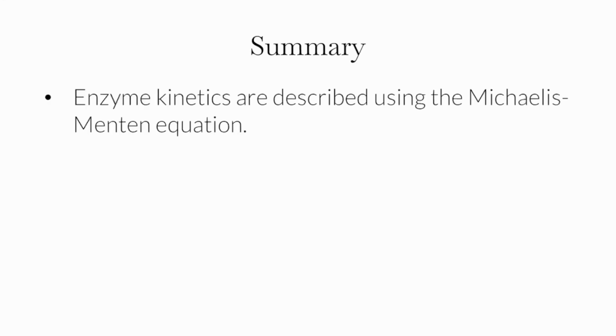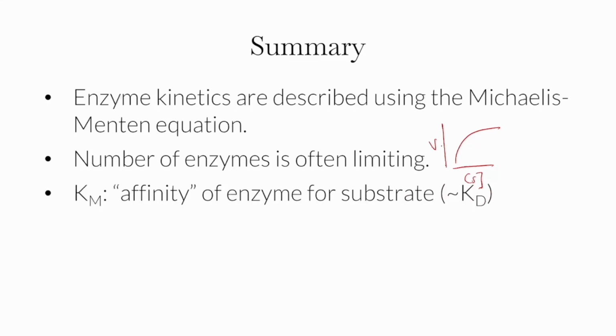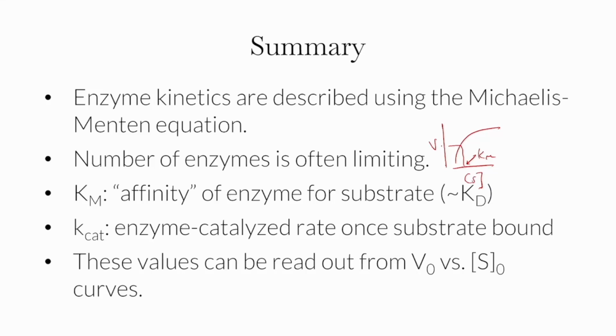Okay, that was a lot of stuff, but what do we say? Well, first of all, we said that enzyme kinetics are described using this thing called the Michaelis-Menten equation. In reactions in a cell, the number of enzymes is often limiting, which means we have curves that look like this. As we increase our substrate concentration, our velocity ends up leveling out. The Km is a measure of the affinity for the substrate. So that's something like right there. That's the Km. The kcat is the rate of the reaction that's catalyzed by the enzyme once the substrate is bound. And you can read out these kcat and Km values by looking at these V0 versus S0 curves.